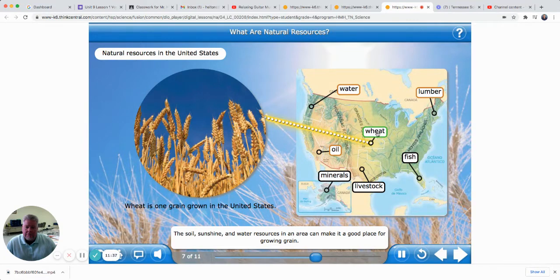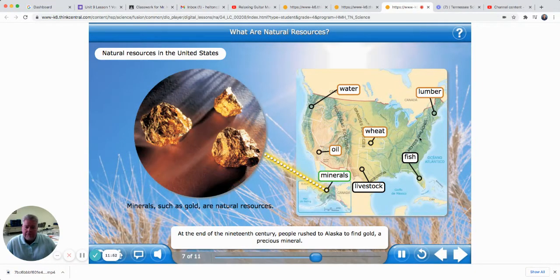The soil, sunshine, and water resources in an area can make it a good place for growing grain. Kansas grows about 1/5 of all the wheat grown in the United States. At the end of the 19th century, people rushed to Alaska to find gold, a precious mineral. Gold and other minerals are found in many states. Now, we read in Social Studies about the California gold rush too, didn't we?